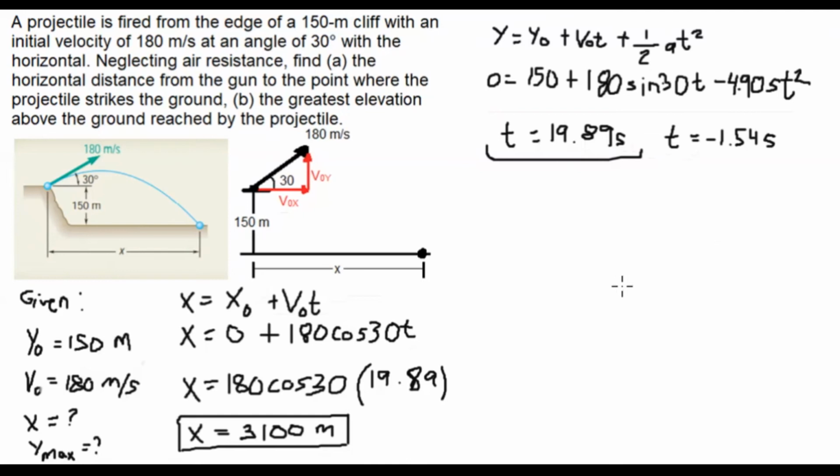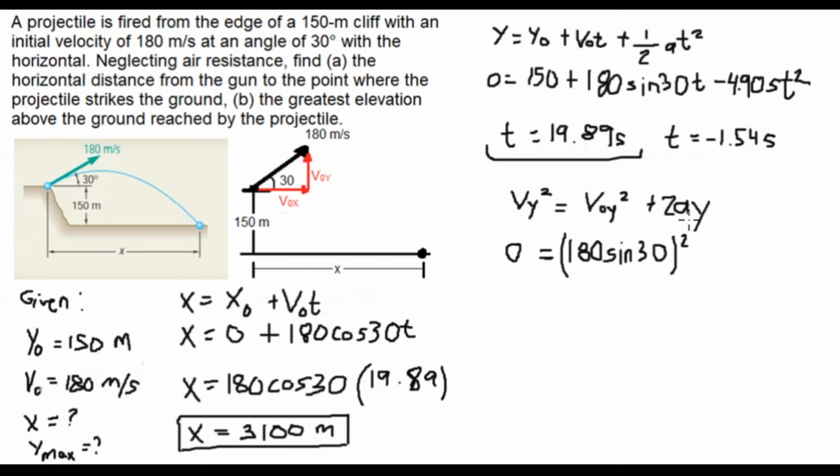So now, the next question is the greatest elevation or the y max. So let's get that by using this kinematic equation. Vy squared is equals to v naught y squared plus 2ay. So our y component of the velocity final, since y max siya, that's the highest point of the projectile, 0 siya based sa definition. Tas our initial na velocity is ulit 180 sin 30. Tas squared siya. Ang a ulit is the acceleration due to gravity. So that would be negative 9.81 times our y, which is unknown.